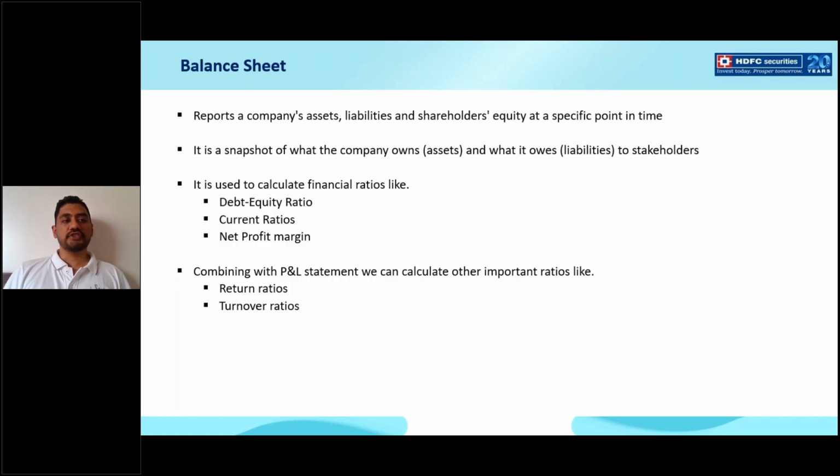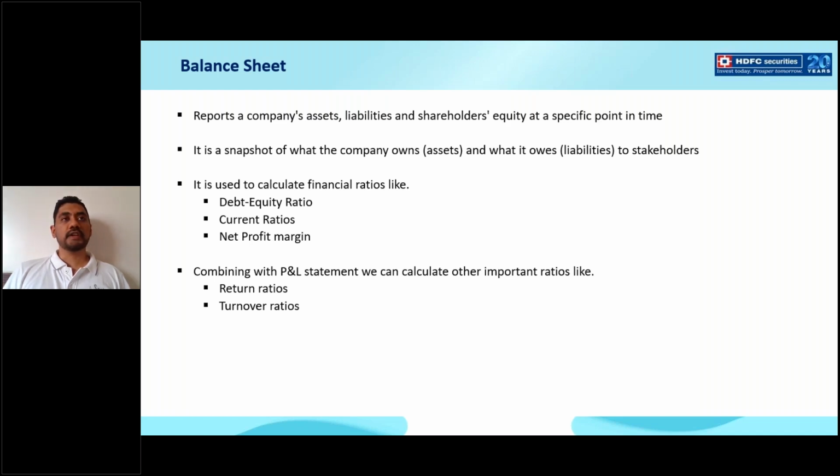Now let us come to the balance sheet. A balance sheet of a company reports the company's assets, liabilities, and shareholders' equity at a specific point in time. Because of the changes in assets, liabilities, and equity, it is important to have a fundamental analysis and pay attention to the changes and trends between quarters and years. Balance sheet is basically a snapshot of what the company owns, which are the assets of the company, and what it owes to the other stakeholders, which are the liabilities for the company.